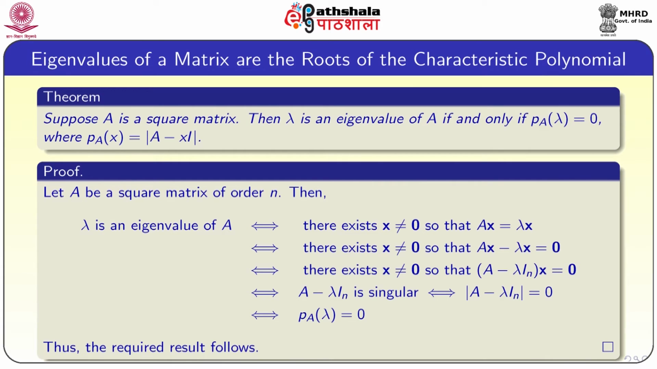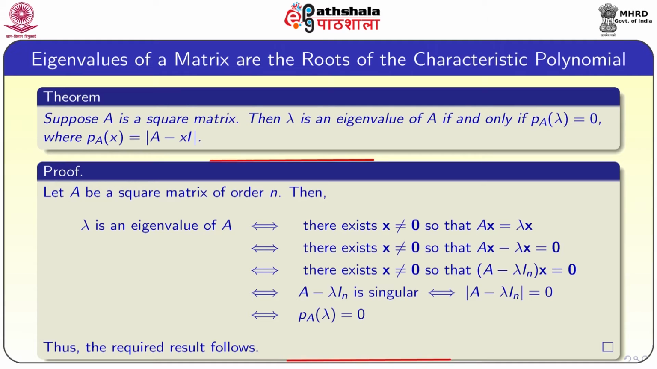The proof goes like this: let A be a square matrix of order n, then lambda is an eigenvalue of A by definition if and only if there exists a non-zero vector x such that Ax equals lambda x. That is, there exists an x not equal to 0 such that Ax minus lambda x equals 0, which is again equivalent to there exists an x not equal to 0 such that (A minus lambda times I_n) times x equals 0.